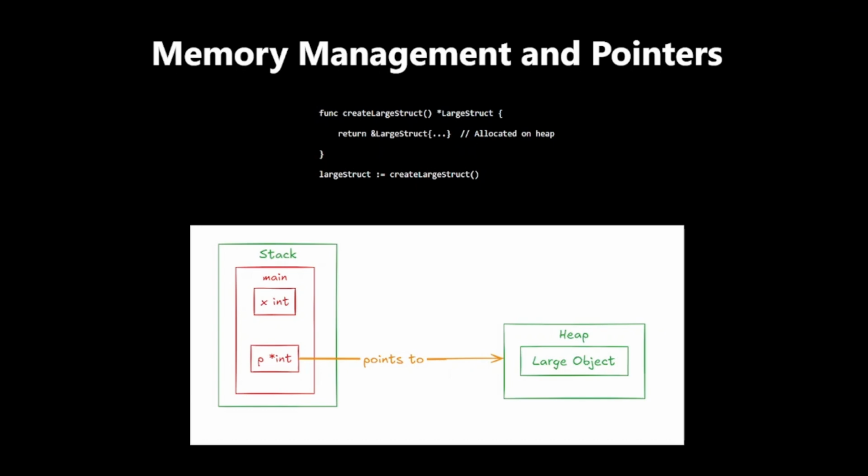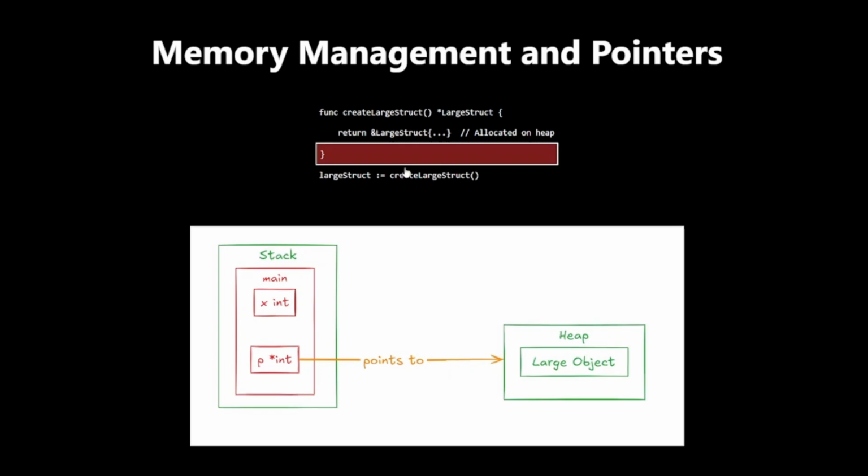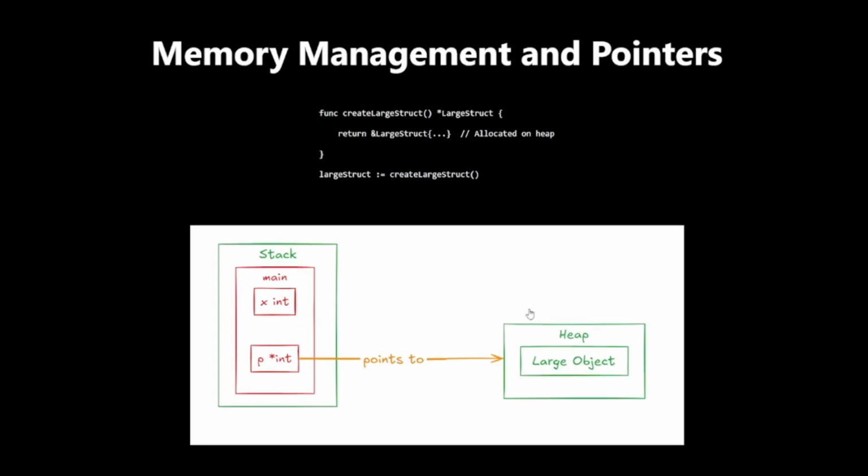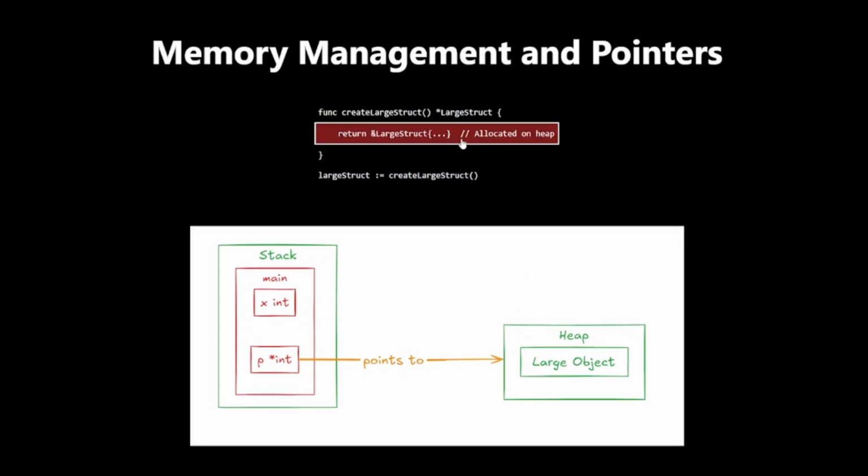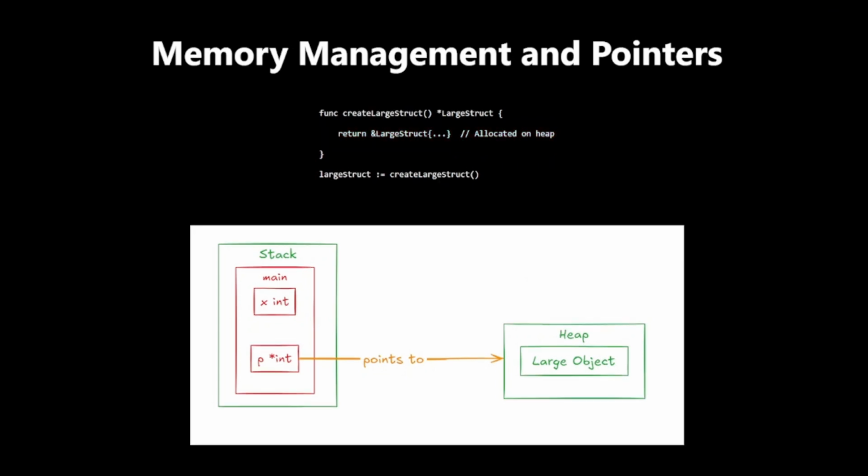In our example, createLargeStruct returns a pointer to a large struct. Go recognizes that the struct needs to outlive the function call and allocates it on the heap accordingly. This automatic escape analysis is one of the ways Go simplifies memory management while still giving you the power of pointers. As we wrap up our discussion on Go pointers, let's review the key concepts we've covered.